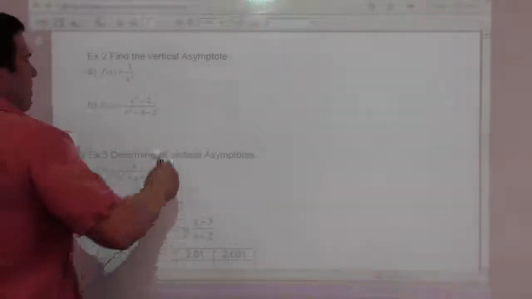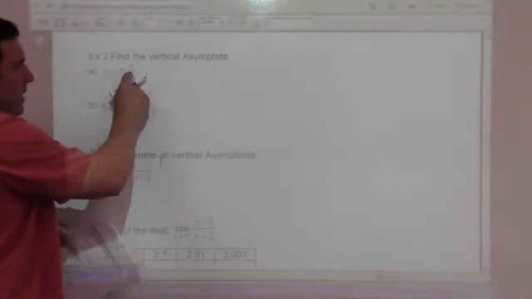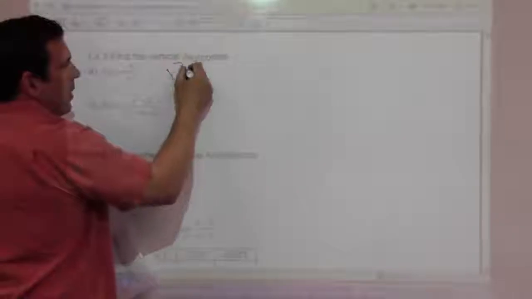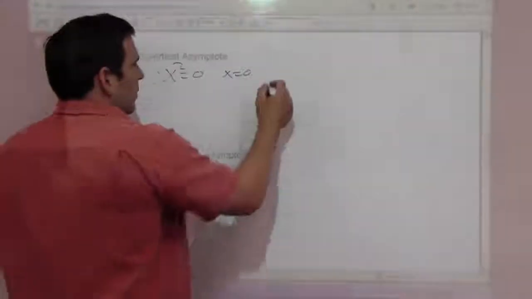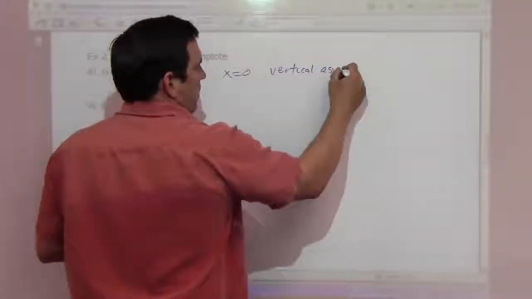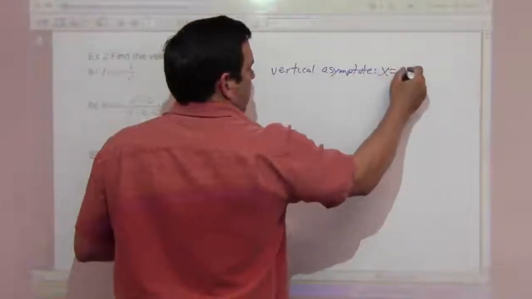So where do we have vertical asymptote? Well, it's where the denominator is 0, and the denominator in this case, f of x equals 1 over x squared, x squared is the denominator. So we have x squared equals 0. That's where x equals 0. So our vertical asymptote is that x equals 0.